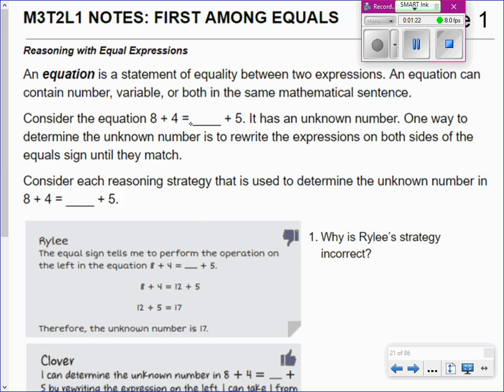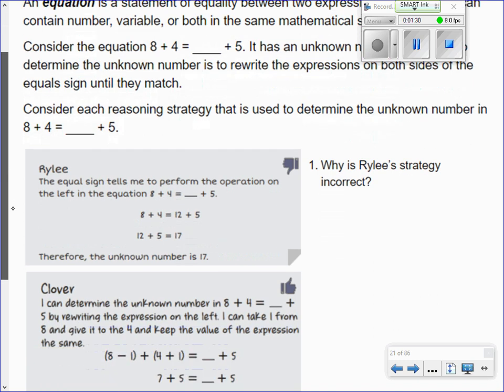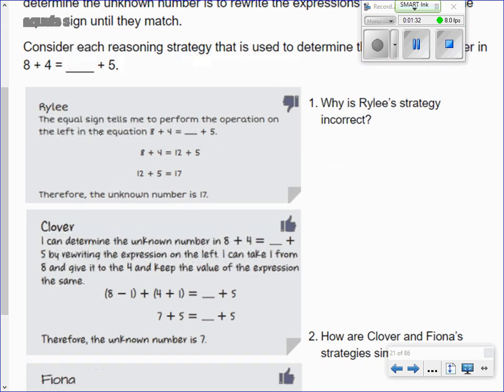But how can we do that? How can we make this work when we don't know the math problem right away? This is what we're going to look at. So let's take a look at Riley's. Riley is wrong in her thinking, and we want to figure out why that is.